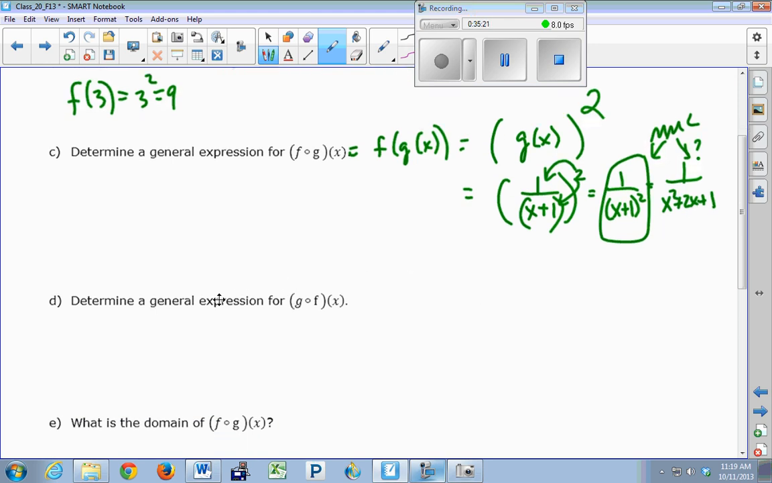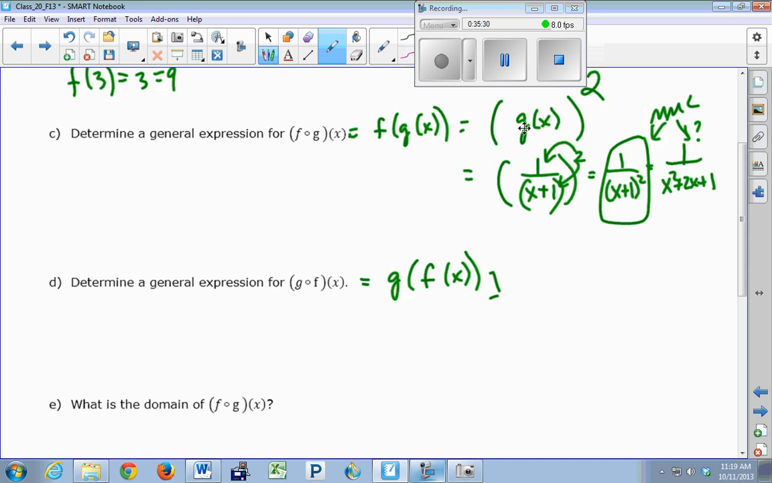Okay, so let's do g of f of x. So I'm going to be the writer. You tell me what to write. G of f of x, I'll start us off. Looks like this. So where do I go from here? So I'll take your direction from here. G of f of x. So you guide me. You want to start us off, Adam? Sure.